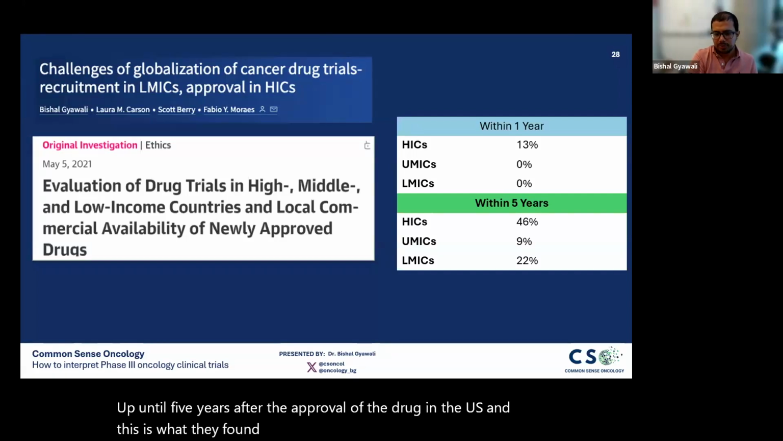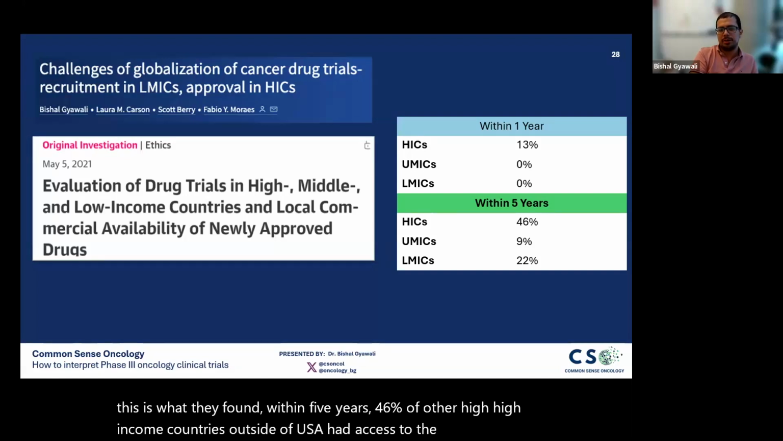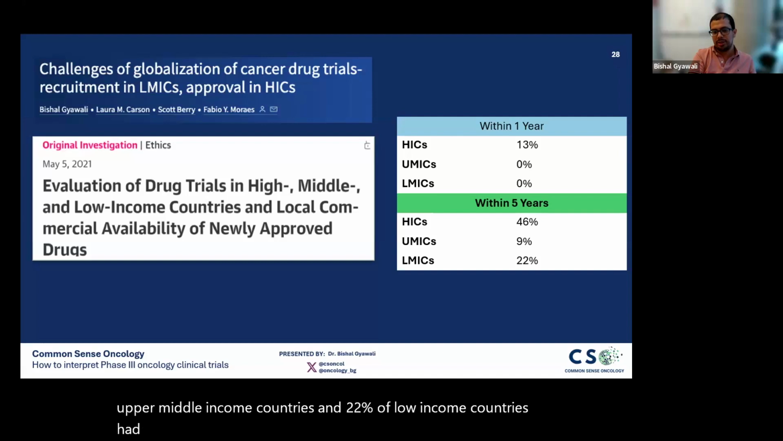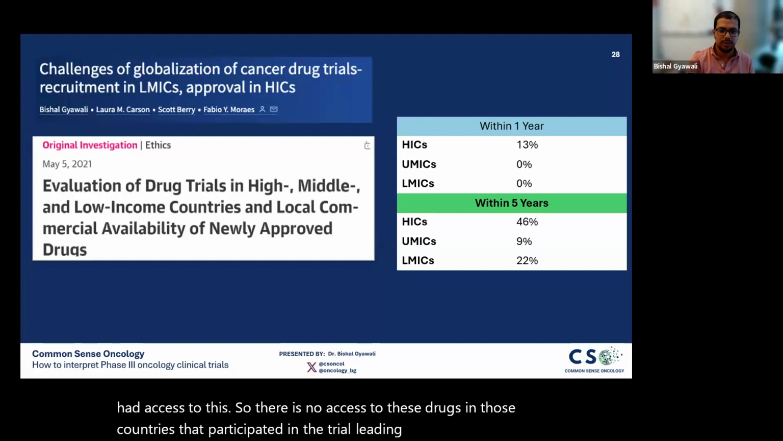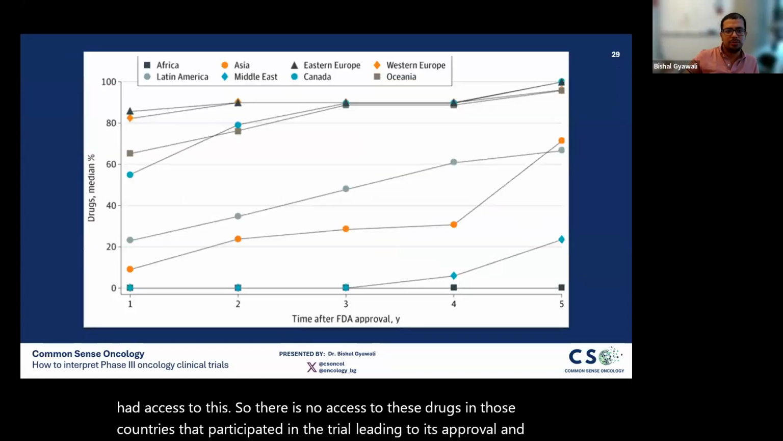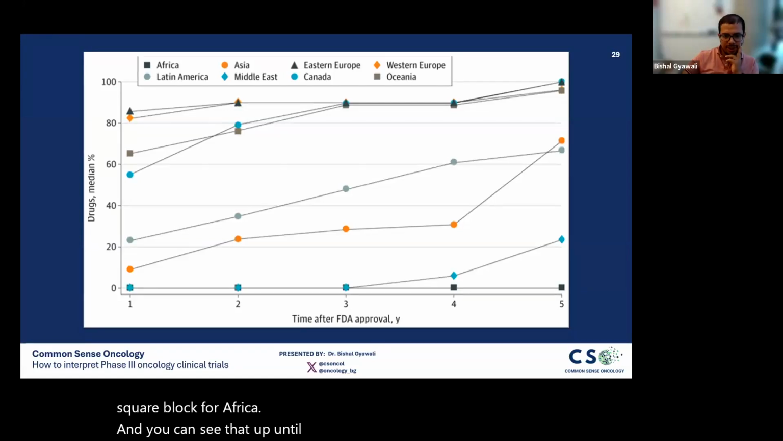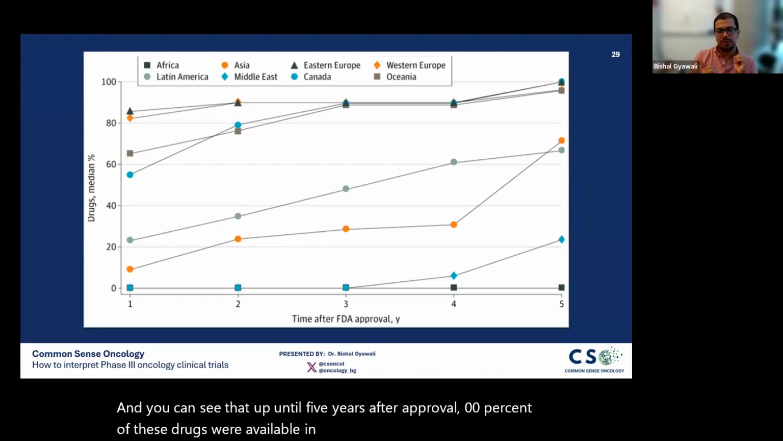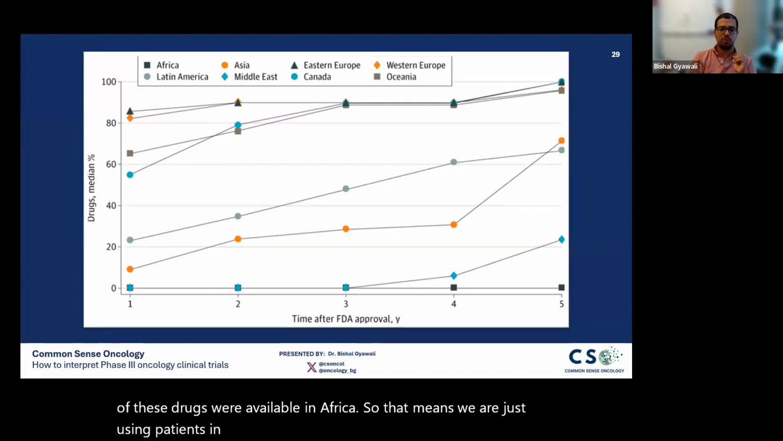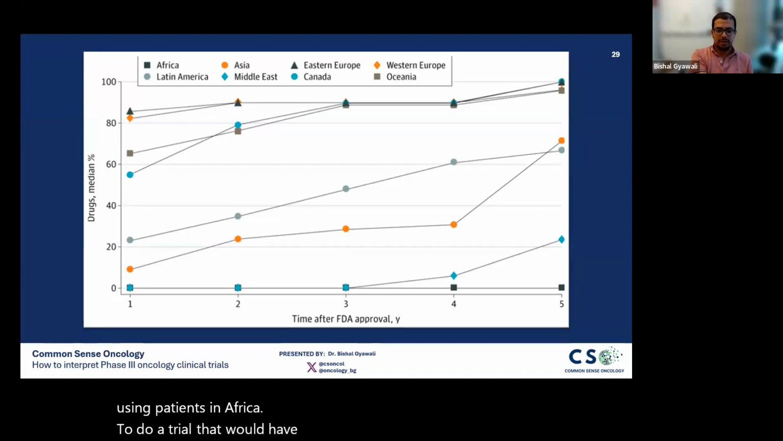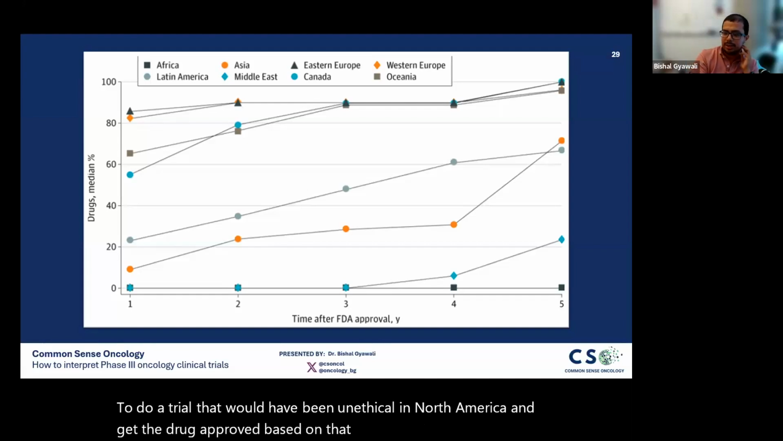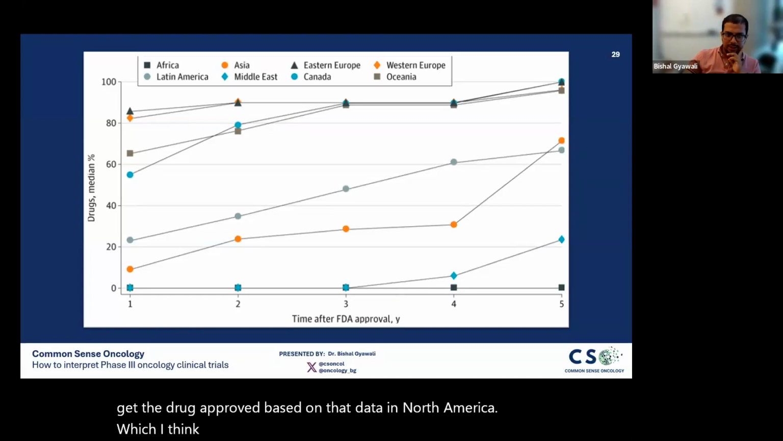Within 5 years, 46% of other high-income countries outside of USA had access to the drug. 9% of upper middle income countries and 22% of low income countries had access to this drug. So there is no access to these drugs in those countries that participated in the trial leading to its approval. And if you divide it by countries, and if we focus on Africa, this is the square block for Africa, and you can see that up until 5 years after approval, 0% of these drugs were available in Africa. So that means we're just using patients in Africa to do a trial that would have been unethical in North America and get the drug approved based on that data in North America, which I think is totally unethical.